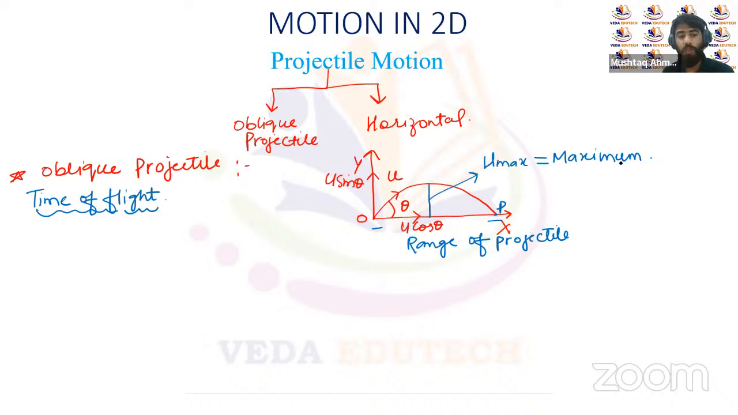And the fourth important parameter is the equation of trajectory for this projectile. The equation of trajectory is the relation between the x coordinate and y coordinate of this projectile at any time t, right? So we'll be proceeding one by one for all these parameters, right?